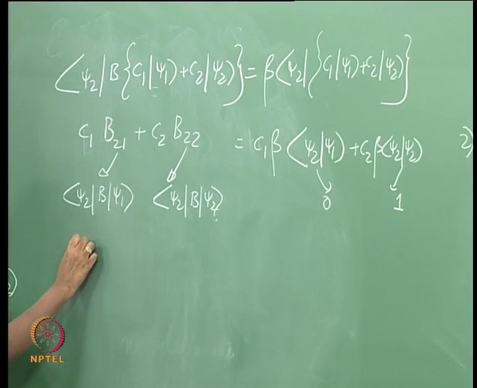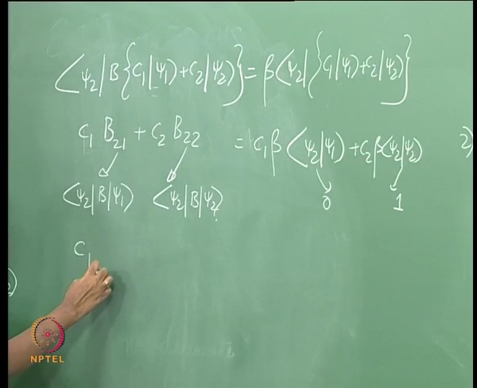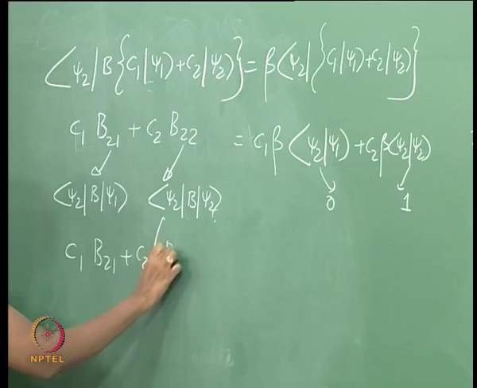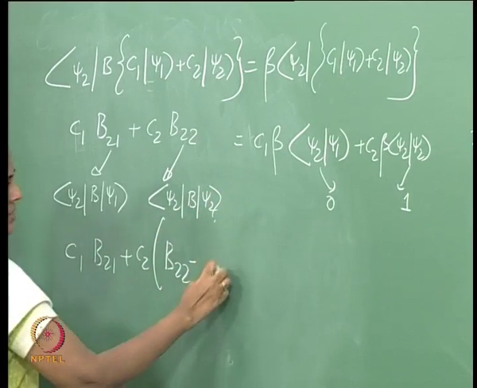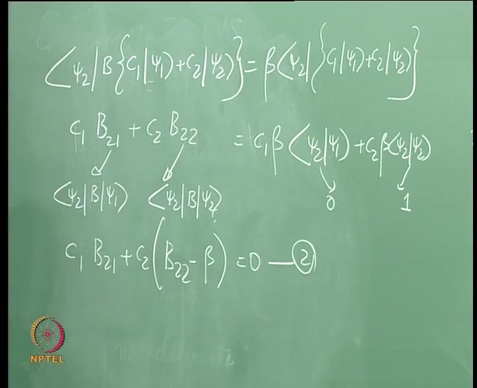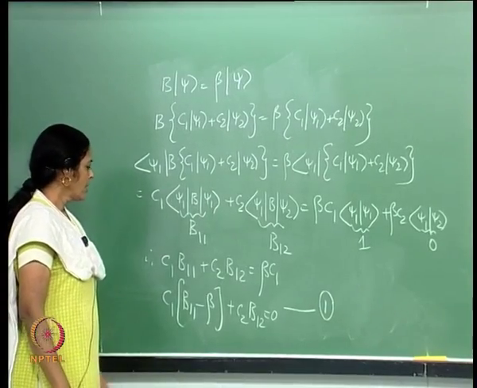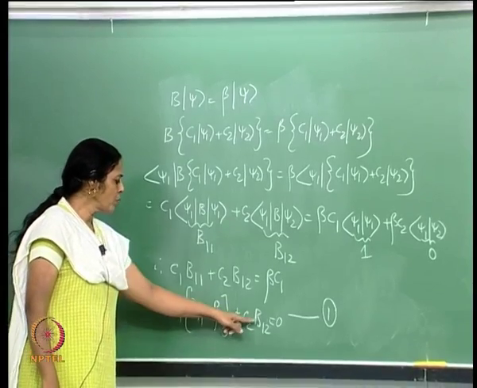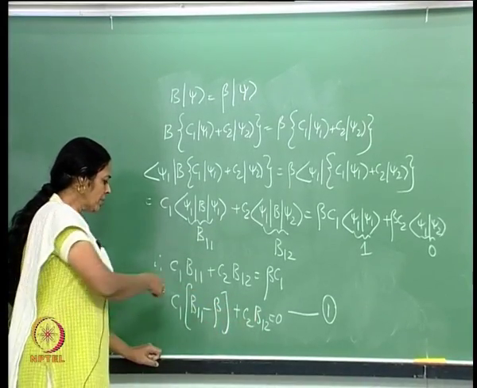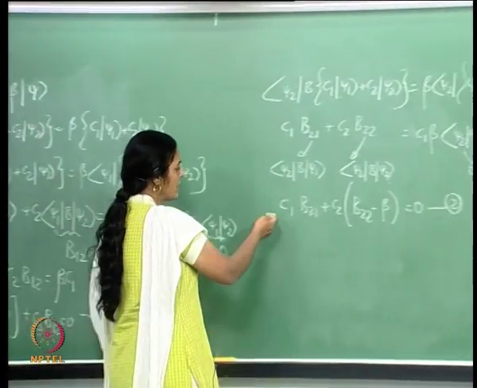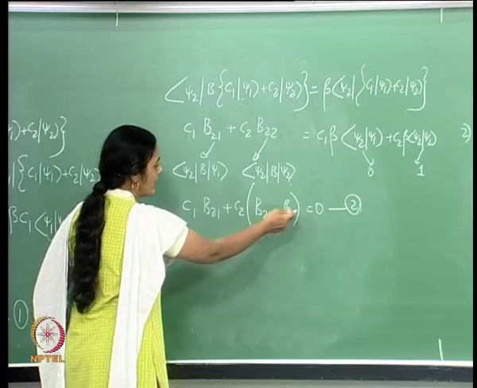Therefore, I have C1 B21 plus C2 B22 minus beta is equal to 0, and I call this equation 2. So, I have these two equations, C1 B11 minus beta plus C2 B12 is 0, and remember that B11 and B12 are simply numbers. Similarly, C1 B21 plus C2 B22 minus beta is equal to 0.